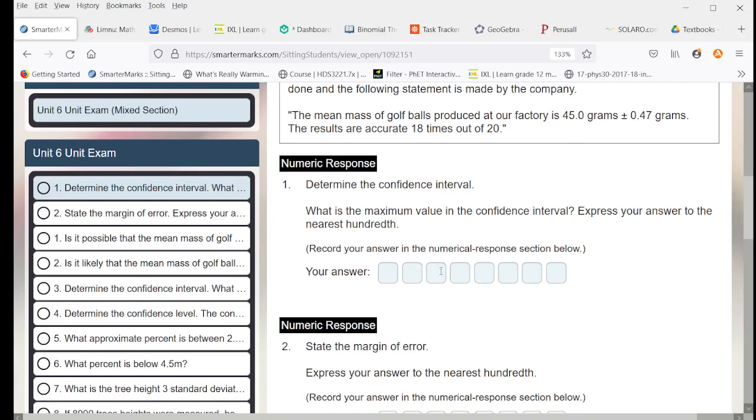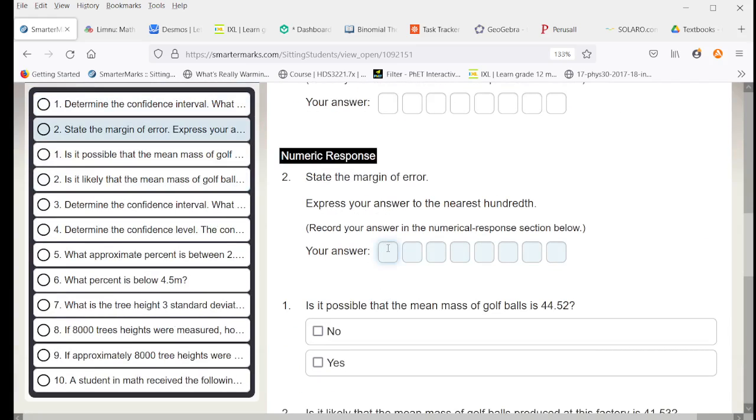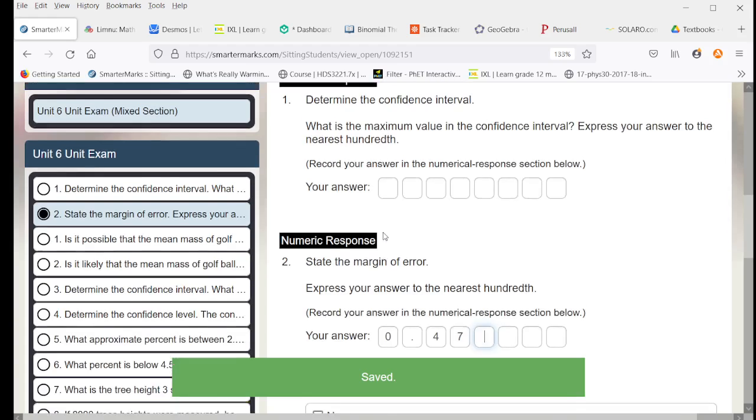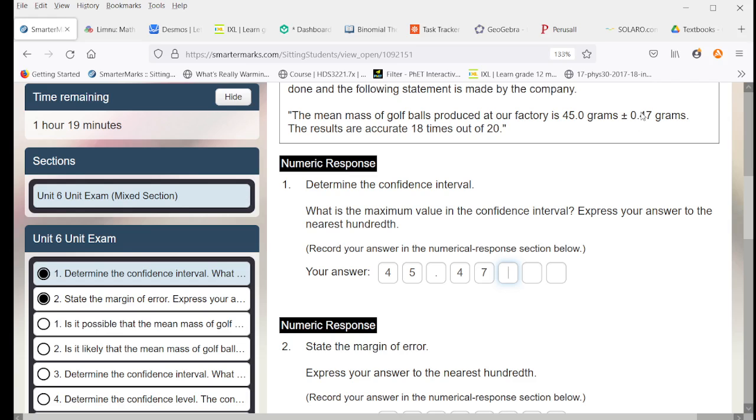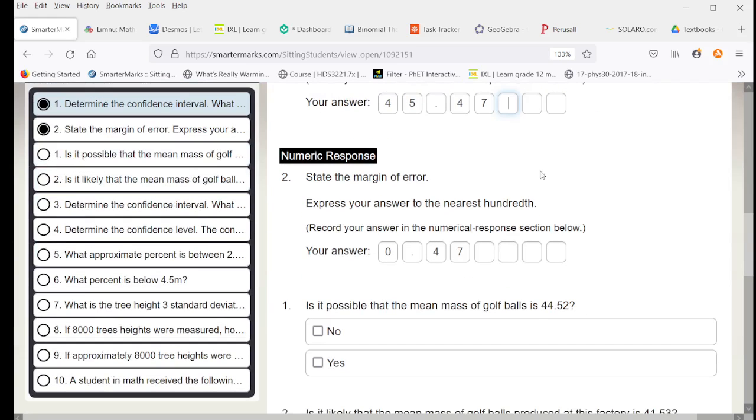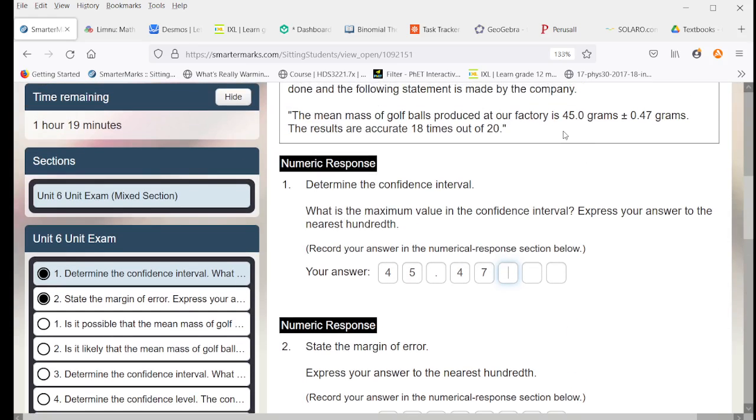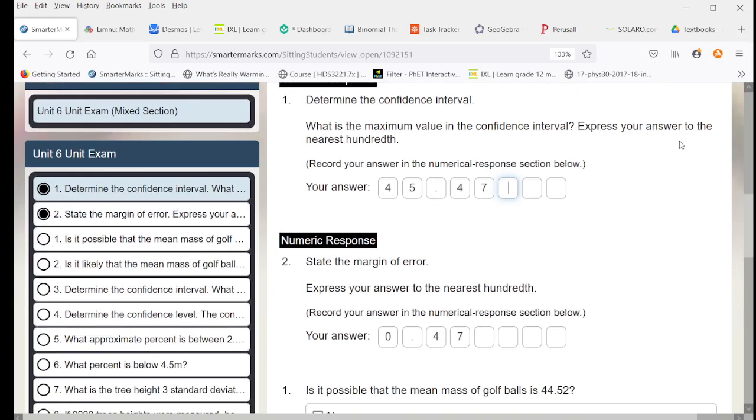So, the margin of error is that plus or minus 0.47, which makes numeric response 2 actually easier to evaluate. The maximum value is 45.47, because it is the mean plus the margin of error, that plus or minus bit. Is it possible that the mean mass of the golf balls is 44.52? Well, if we take our 45 and subtract that, we'll get 44.53 as our lower limit.